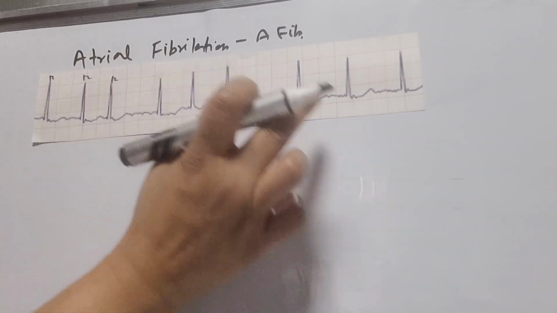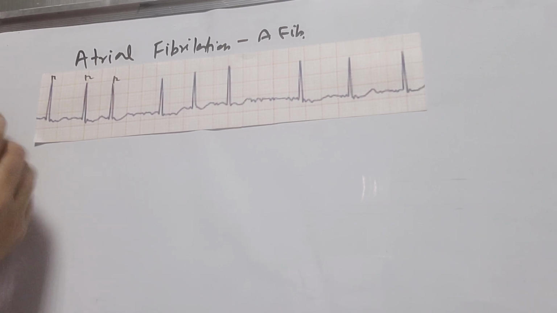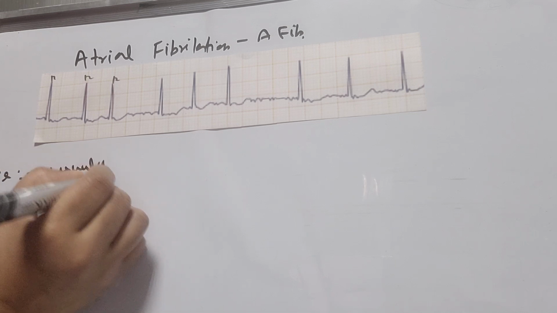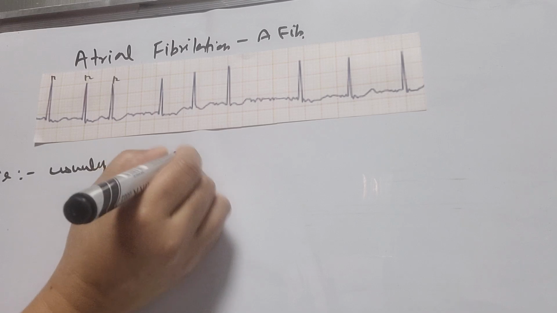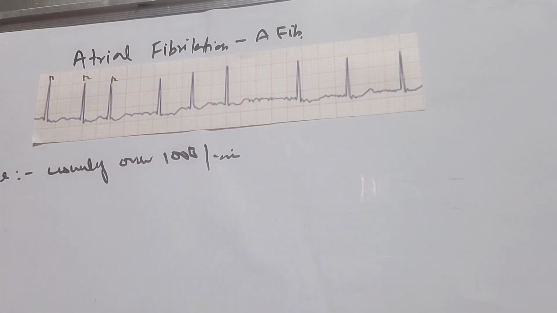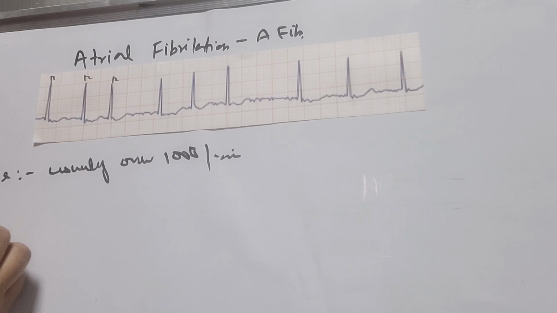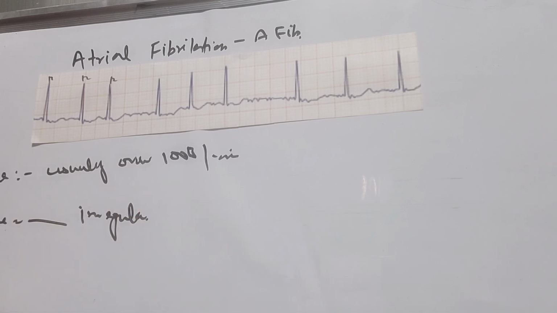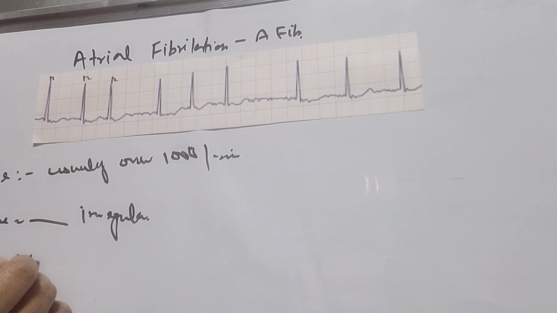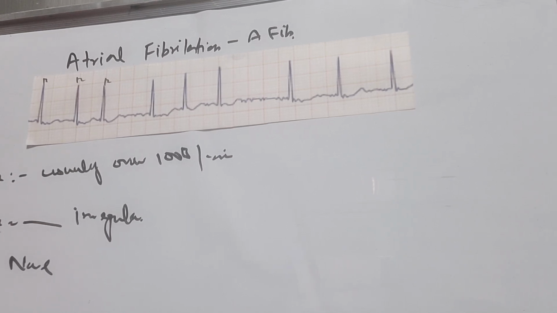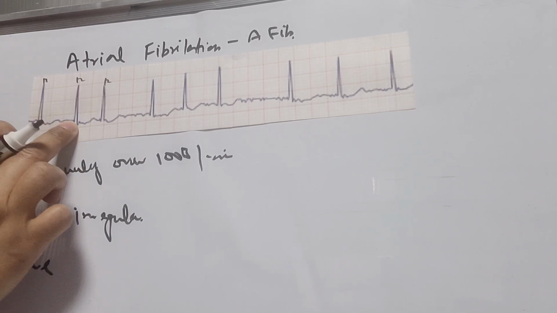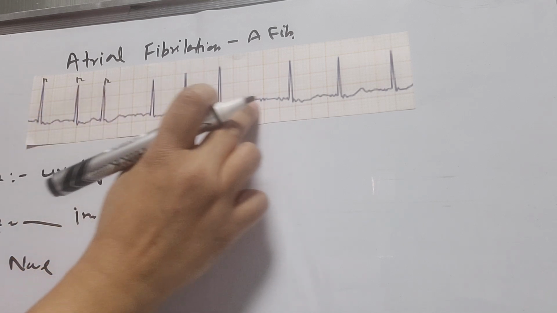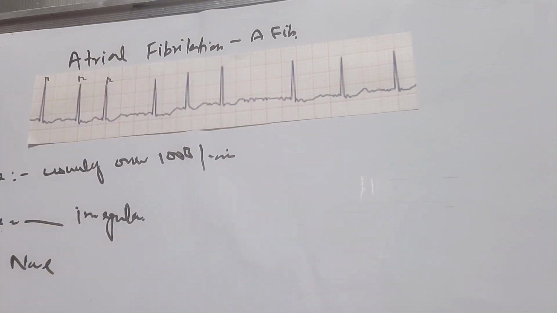If we talk about this strip, the rate is usually over 100 beats per minute. Rhythm irregular. P wave none. They are irregular fibrillary waves. See, fibrillary. All waves are fibbing. Fibrillary waves. There is no P wave.